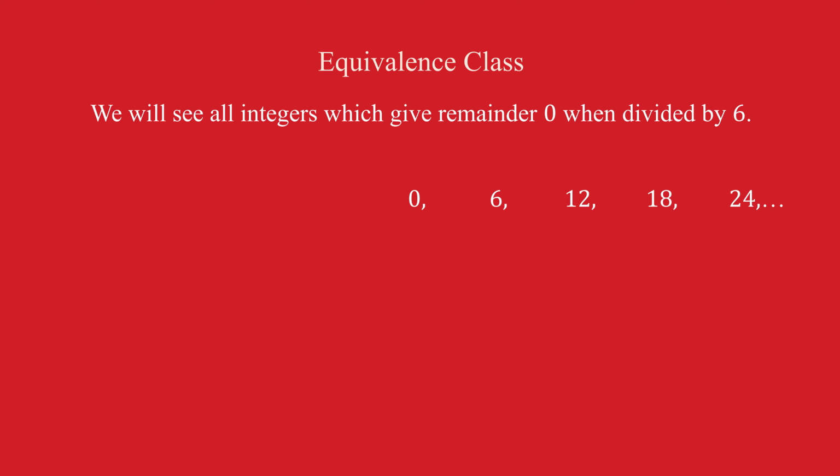We also have the negatives. Negative 6 divided by 6 is going to give us remainder 0. On the same lines, we have negative 12 divided by 6 giving us remainder 0, negative 18, negative 24, negative 30 and so on. The collection of all these numbers is denoted by the equivalence class of 0. This is how we write it.